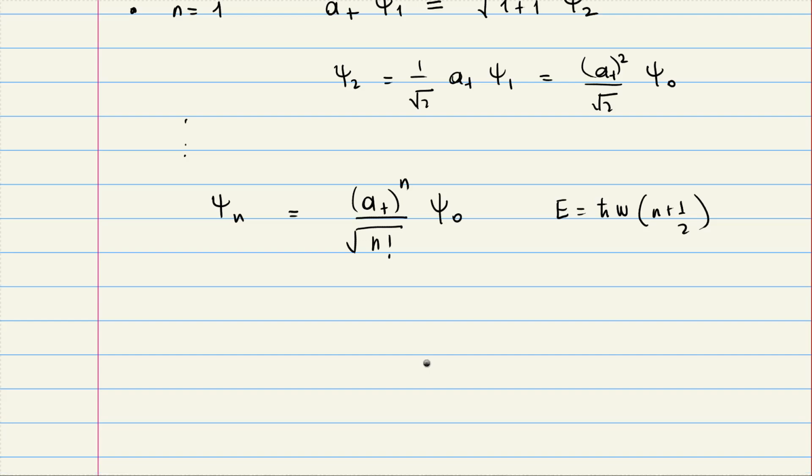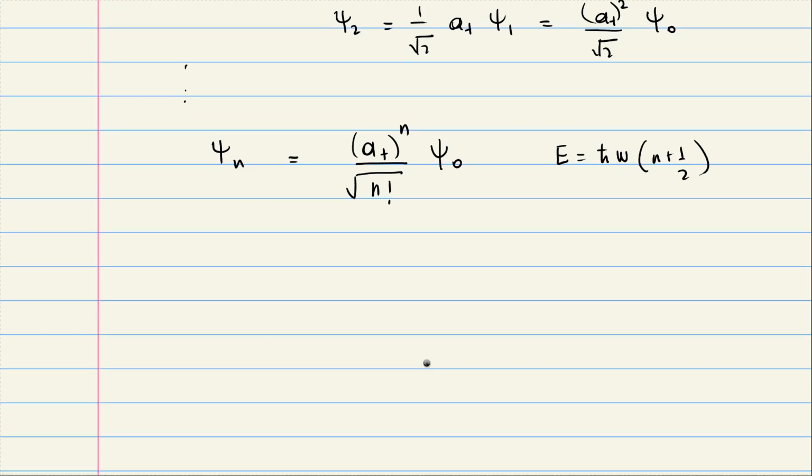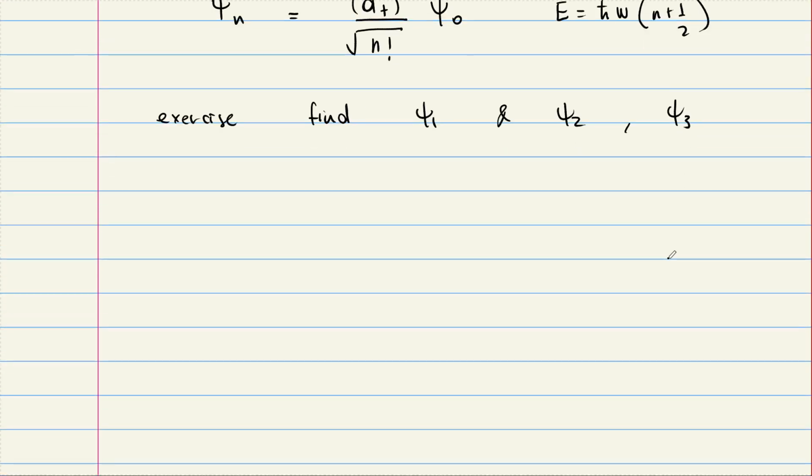Okay, let me emphasize. The goal with all these details is to expose you to terminology, jargon, and the techniques, right? All of these things, you can see, are exactly like a box. We obtain all the states and all the energies. Energies are discrete. As an exercise, if you want to find psi 1, psi 2, and if you have the appetite psi 3, they are going to be like this.